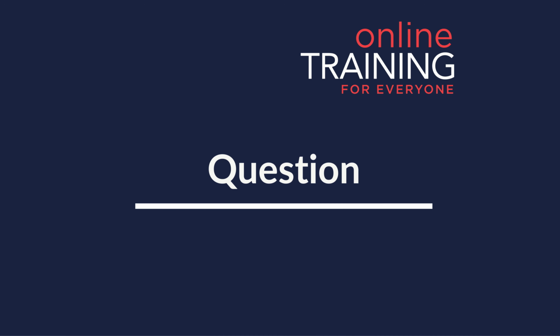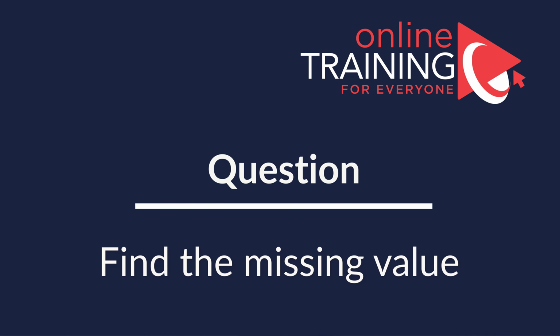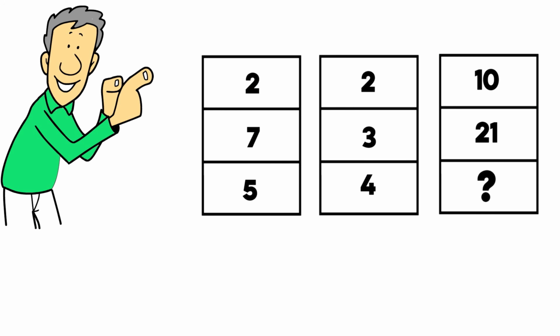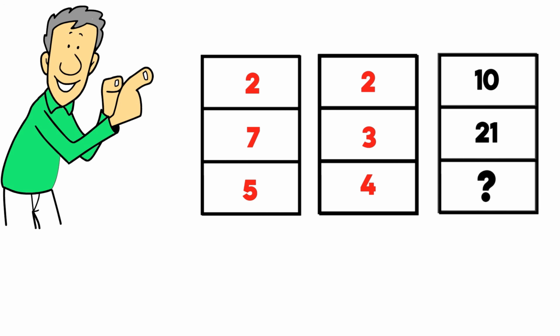I'm extremely excited to share with you the question that tests your pattern recognition skills. You're presented with 3 columns. Each column has 3 numbers. In the first column, we see numbers 2, 7, 5. In the second, middle column, we see numbers 2, 3, and 4. And in the last, rightmost column, column number 3, we see numbers 10, 21, and then one number missing.